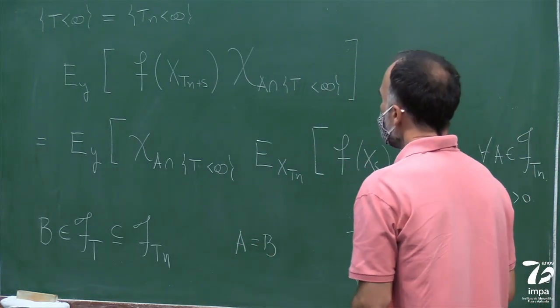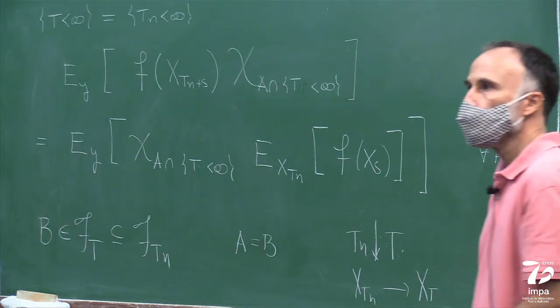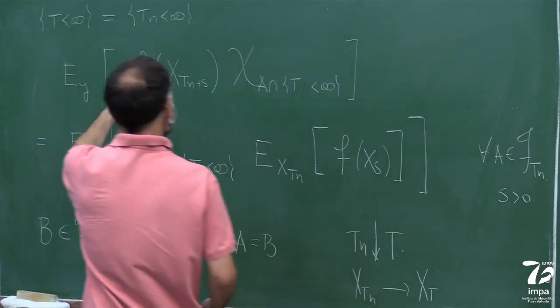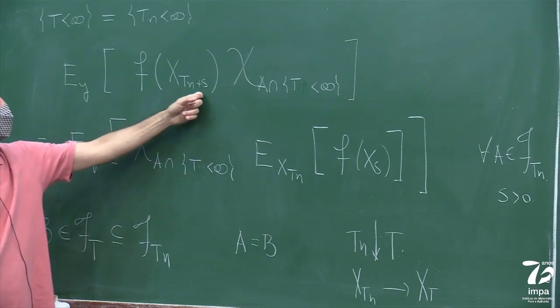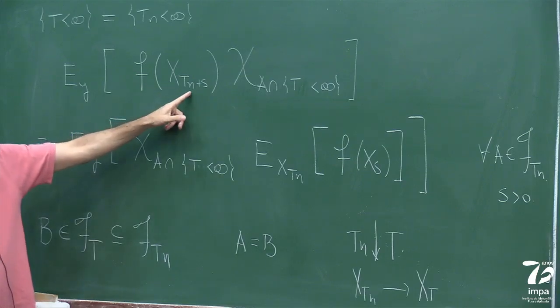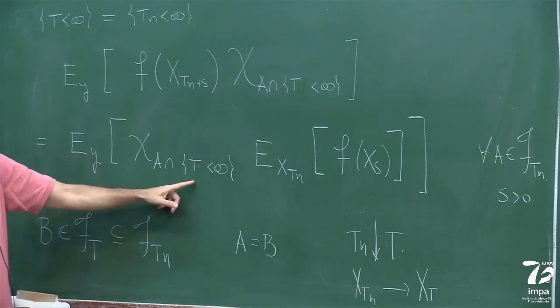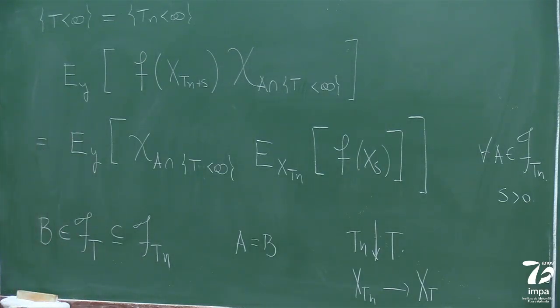And therefore, we can just apply the bounded convergence theorem. Okay? F is a finite function, so if I let n go to infinity, since X_{tn+s} is converging to X_{t+s}, this will converge to the same expression replacing tn by t, and the same thing here. And this extends the strong Markov property. So you see, the proof is very simple.